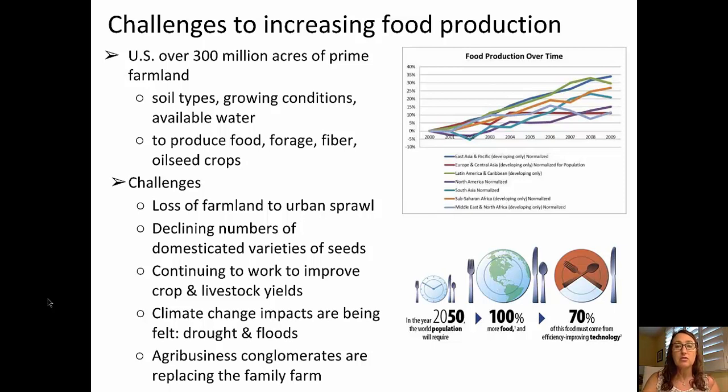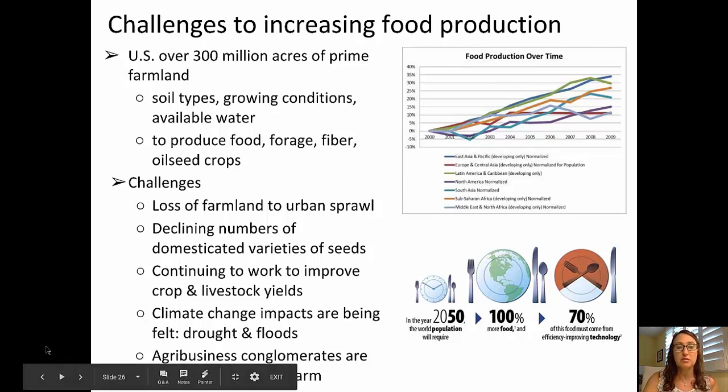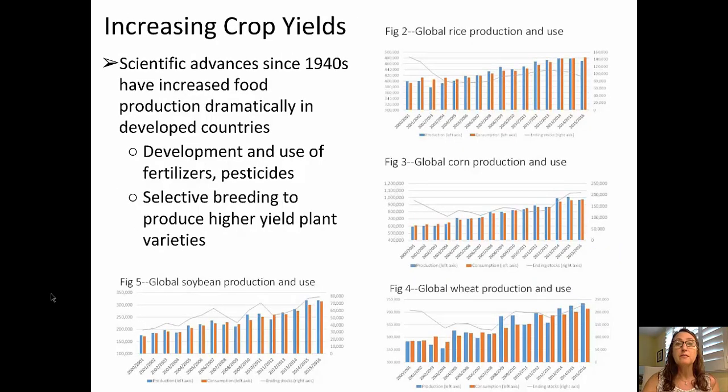So here in the top right corner, you can see a chart that shows us food production over time from the year 2000 up to about 2009. And each of the different colors represents a different area of the globe. But in general, you can see that trend is a linear increasing trend in the amount of food that's being produced. There have been significant scientific advances since the 1940s in increasing crop yields.